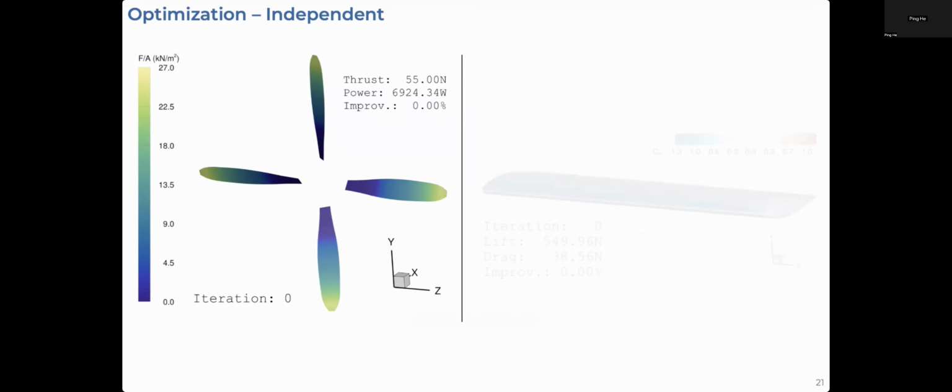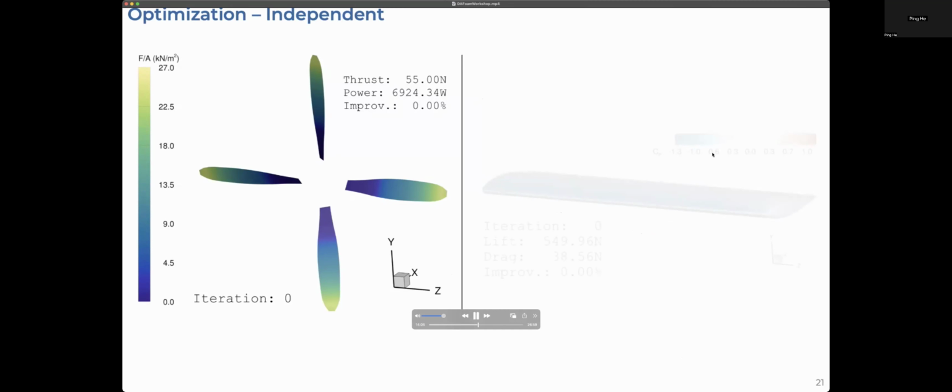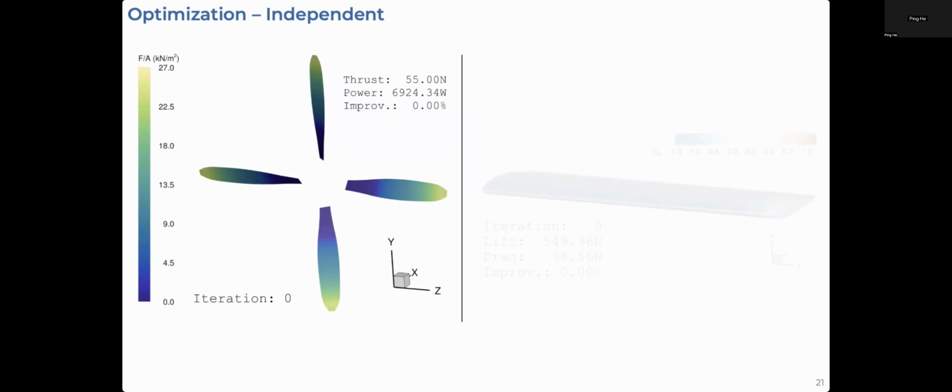Let's begin with the independently optimized designs. So here I'll show a video of the design optimization of the propeller first. In this case, the thrust is fixed to the required 55 newtons, which is the baseline for the optimization, and we get a 5.63% improvement in power to about 6.5 kilowatts.